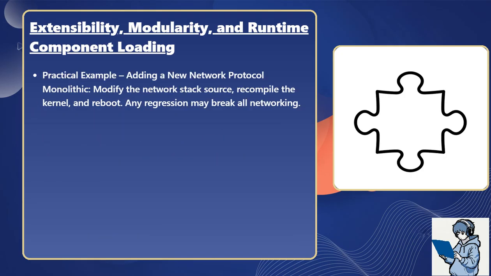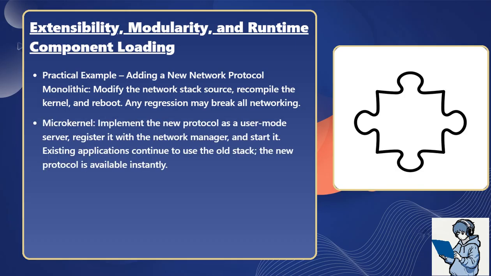Practical example, adding a new network protocol. Monolithic: modify the network stack source, recompile the kernel, and reboot. Any regression may break all networking. Microkernel: implement the new protocol as a user mode server, register it with the network manager, and start it. Existing applications continue to use the old stack. The new protocol is available instantly.